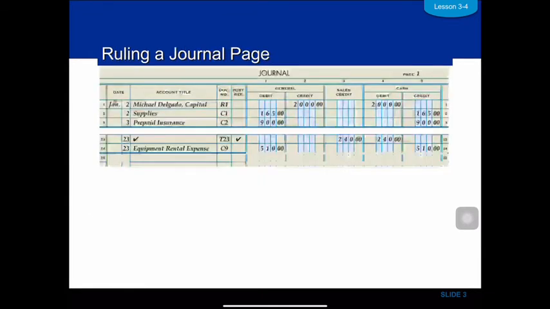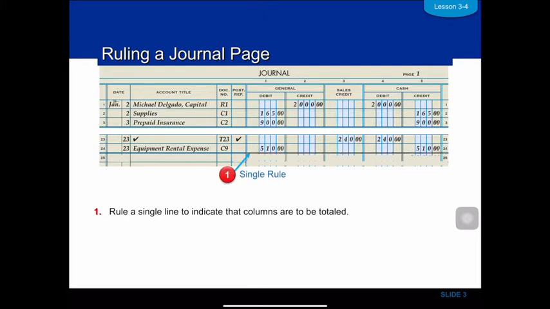So if you take a look at your journal page, this is a partial of your journal page. You have the full one. You are going to take a ruler. If you were doing this on paper, you will take a ruler and rule a single line to indicate that the columns are to be totaled. So you would draw a single line through all of your columns, not through your account title or your post-reference columns, just the amount columns. And that line must be straight.